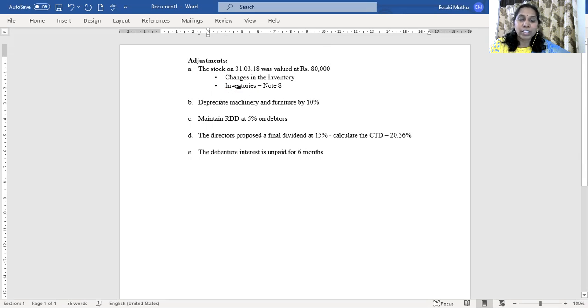This adjustment will be there in all the problems. Sometimes if the closing stock is not given, that means it is not wrong. We have to think that there is no closing stock. All the items were sold.